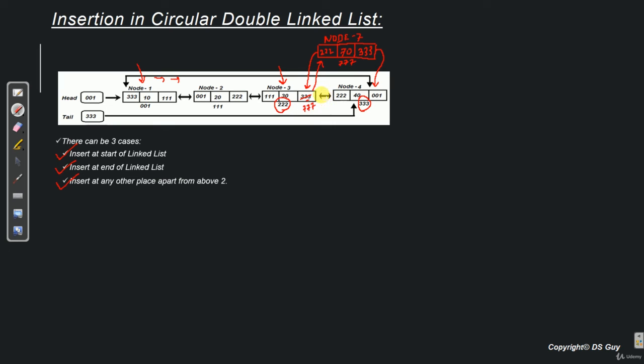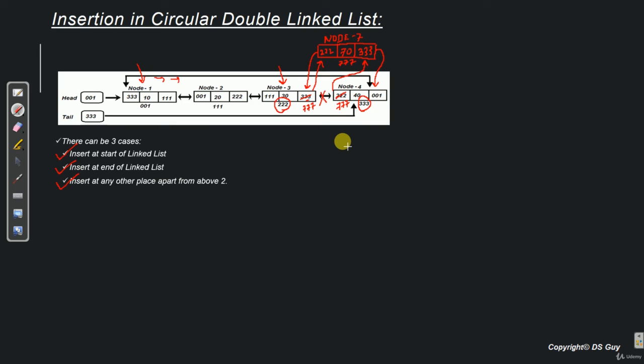Once that is done, node 3 and node 7 will have a connection, and the connection between node 3 and 4 is disconnected. Now the last step is that we have to create a connection between node 4 and node 7. For that we have to update node 4's previous reference. So we insert 777 here. So with that we have successfully inserted a new node in between node 3 and node 4.